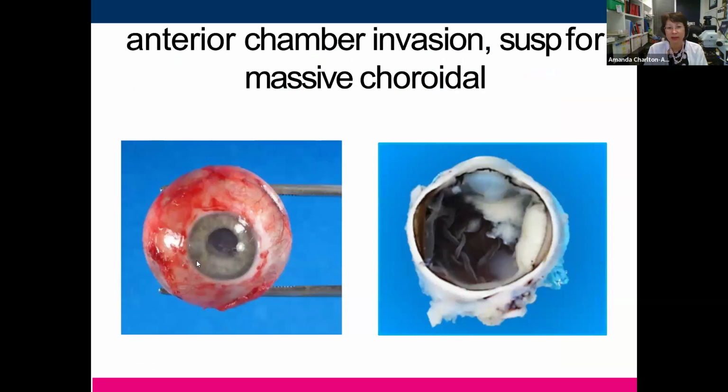This one here, anterior chamber invasion. It's cloudy down here, and this is suspicious for massive choroidal invasion. Actually, not even suspicious, it really is. And what's the definition of massive? Well, it's the eye, so anything small is massive. 3 millimeters is massive. I didn't make the words, but massive choroidal invasion is part of our staging system. So that's got massive choroidal invasion.